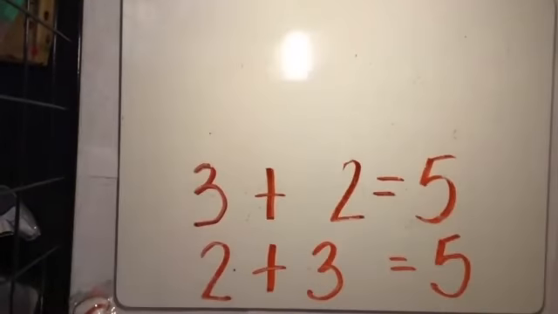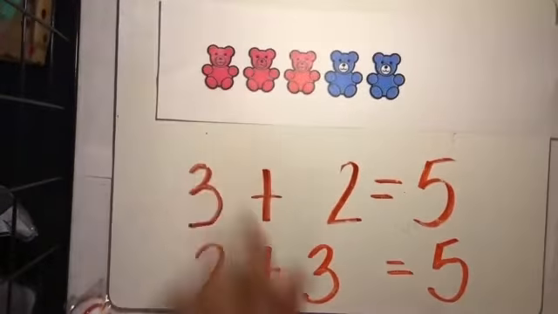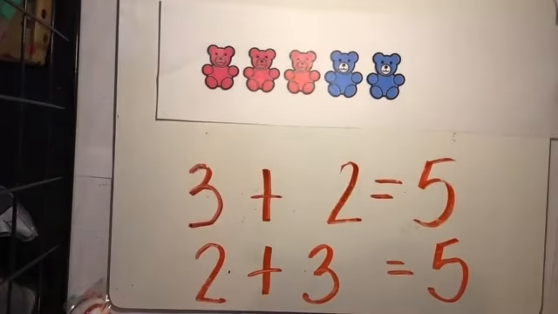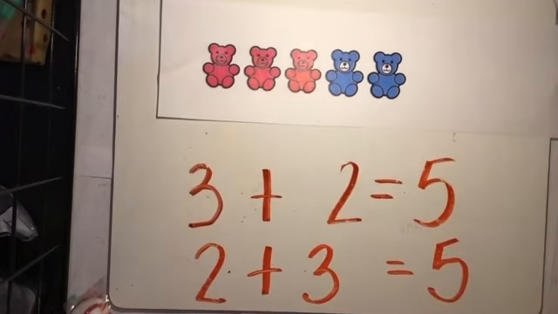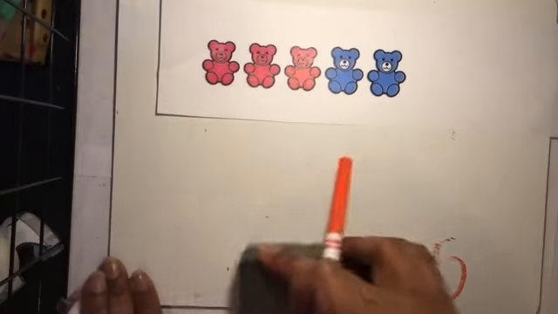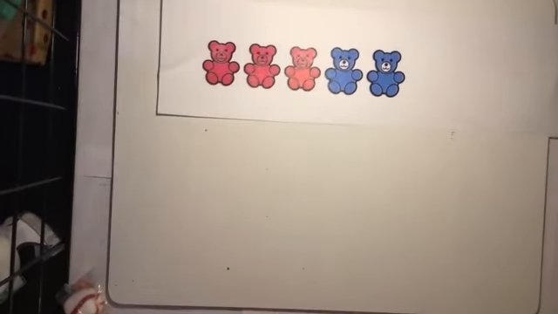So now remember this number sentence that I had before? The 2 addition number sentence? I can create another number sentence using the same set of numbers. So we have 3 plus 2 or 2 plus 3 both equal 5. So now what I'm going to do, I want to show you how to use these pictures of these bears to come up with your subtraction sentence.